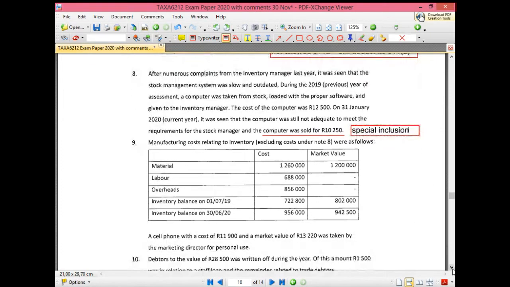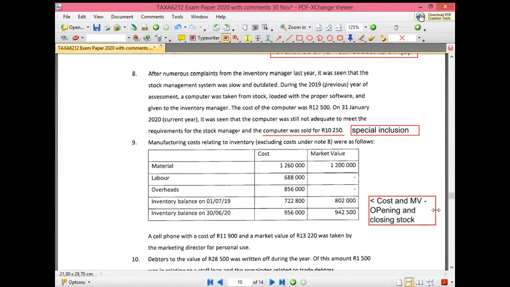Then we've got our manufacturing cost. Now this excludes the previous one. So if it was included, you would have to remove it from this information because you would have already dealt with it separately. Okay, now what is important with your manufacturing cost? You see they give you the cost and the market value. You only apply the lower of the cost and the market value for your opening and closing stock. You do not apply it for any purchases.